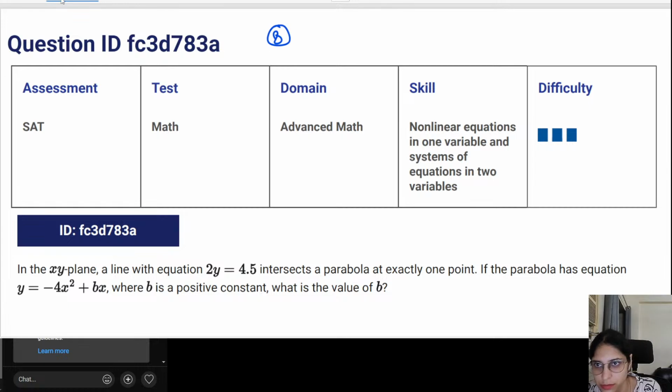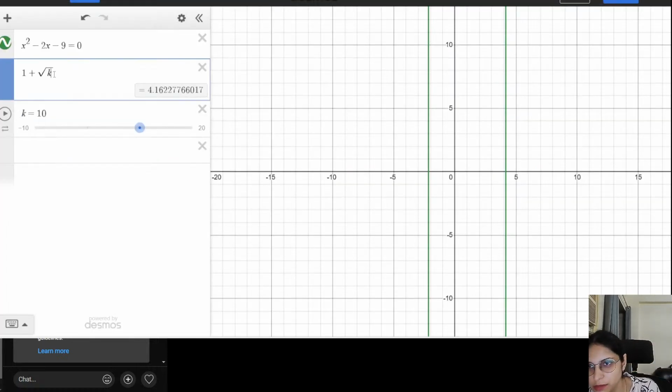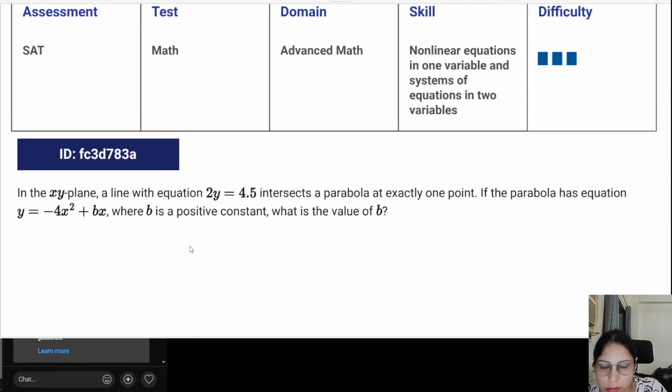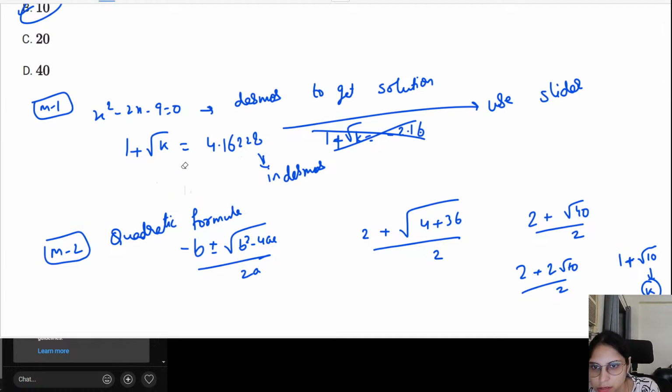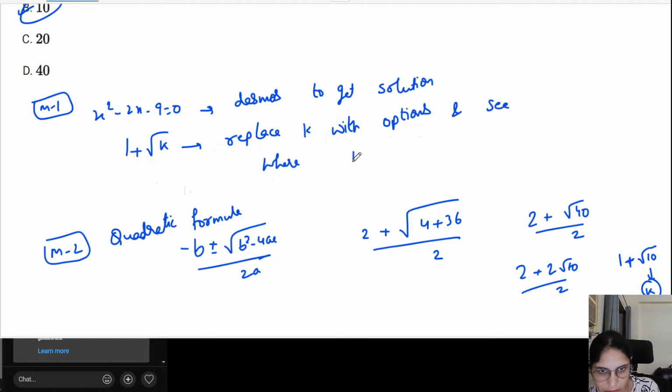Next is question number 8. In the xy plane, because here options were given, so using a slider is easier. You just have to write the values. Or you don't even need the slider, just write this. Try all the options. Ten works the best. Replace k with options and see where 1 plus square root k is equal to 4.16228. The solution. And that's my final verdict about this question.